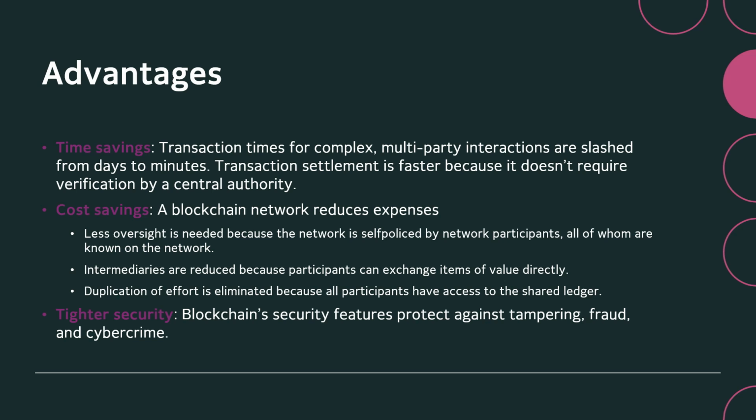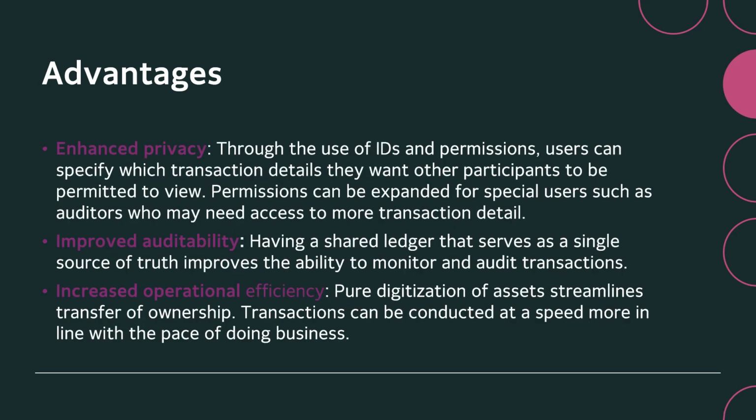It has very tight security. It is foolproof against tampering, fraud, and cybercrime because we just have to take care of one shared ledger and have an authenticated network of peers who can commit to that, and you can protect that shared ledger. So it has tighter security. Enhanced privacy, because we are using IDs and permissions of all the users in the peer-to-peer network. They are committing the transactions. These permissions can be expanded for special users like an auditor, etc., who want to review it. But essentially, all the peers have IDs and permissions to commit to that shared ledger. So it has enhanced privacy.